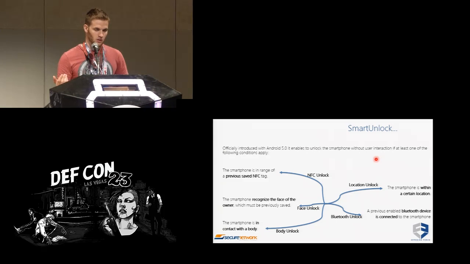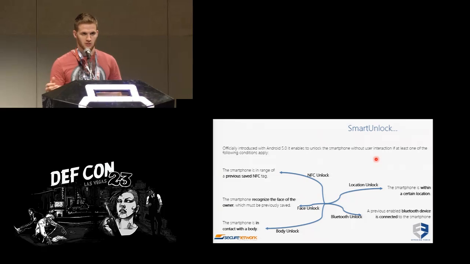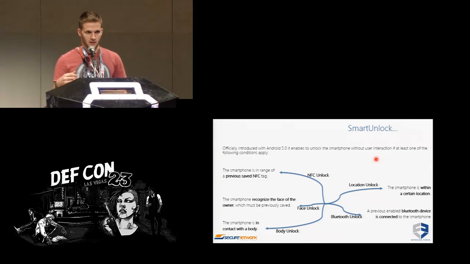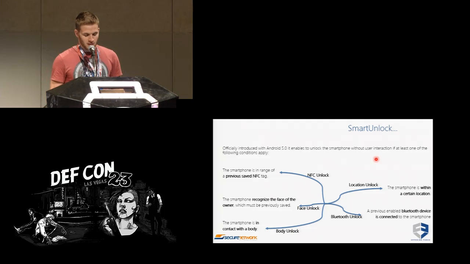Then we have the NFC unlock, in which the device must be near an NFC tag previously saved, and if so, the device is automatically unlocked. Then we have the face unlock, which is just a biometric face scanner. Of course, the face must be saved before. And then we have the body unlock, which I actually have no idea what it is. I mean, the problem is that the smartphone is in contact with a body, not necessarily your body. So if I stole your smartphone, it would be unlocked with my hand too. So why put up a lock screen? Anyway, then we have the Bluetooth unlock, which is what we are interested in now.